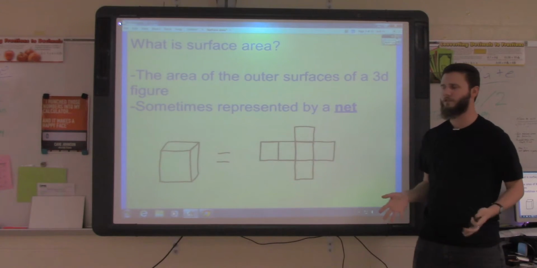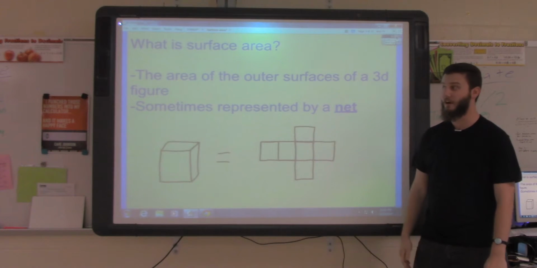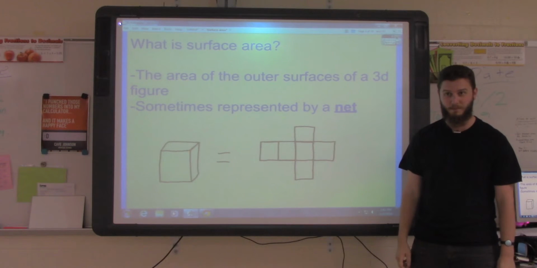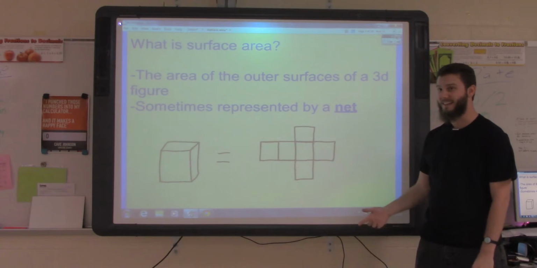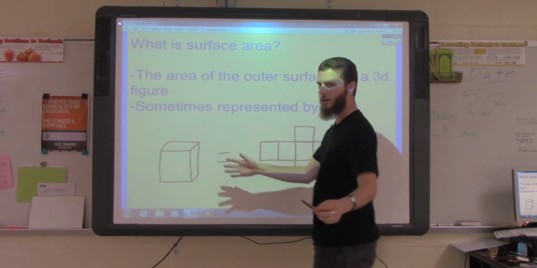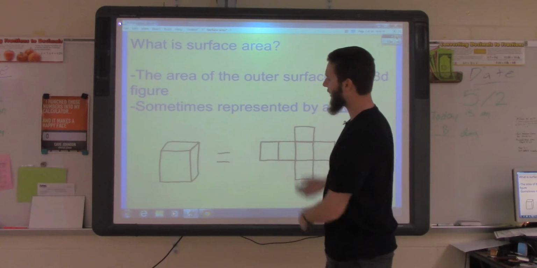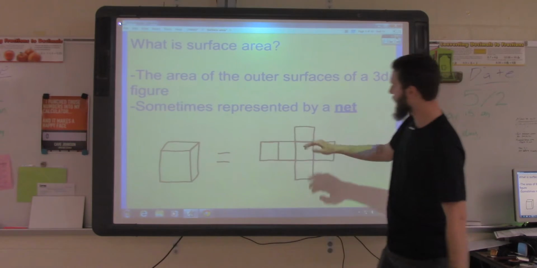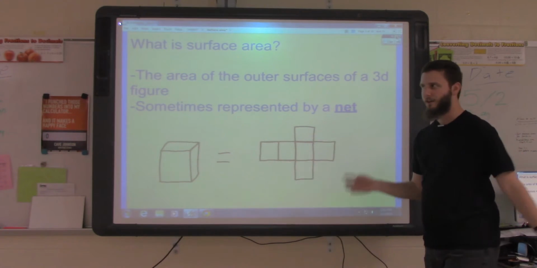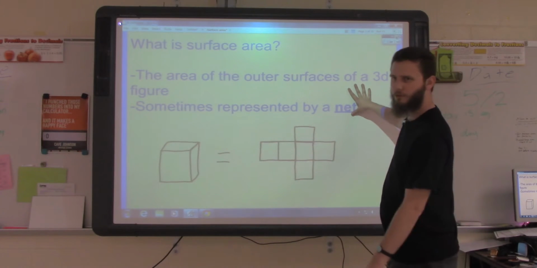First, what is surface area? The only thing surface area is, it's the area of the outer surface of a 3D shape. Sometimes it's represented by a net. Right here, I've drawn a kind of poorly drawn, forgive me, I'm no artist. I went ahead and drew a cube, and I drew it if you were to unwrap it. All right? So how is surface area going to be useful to you?